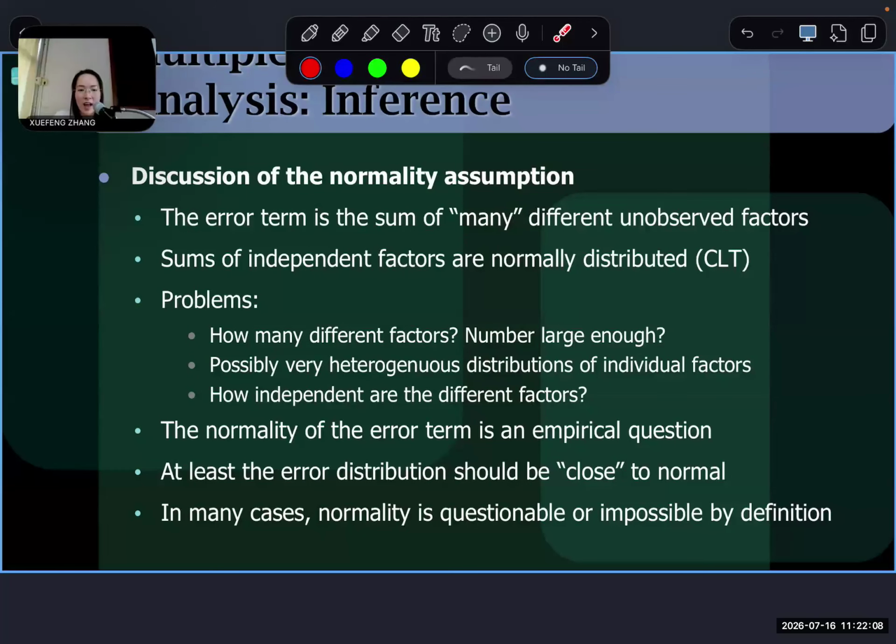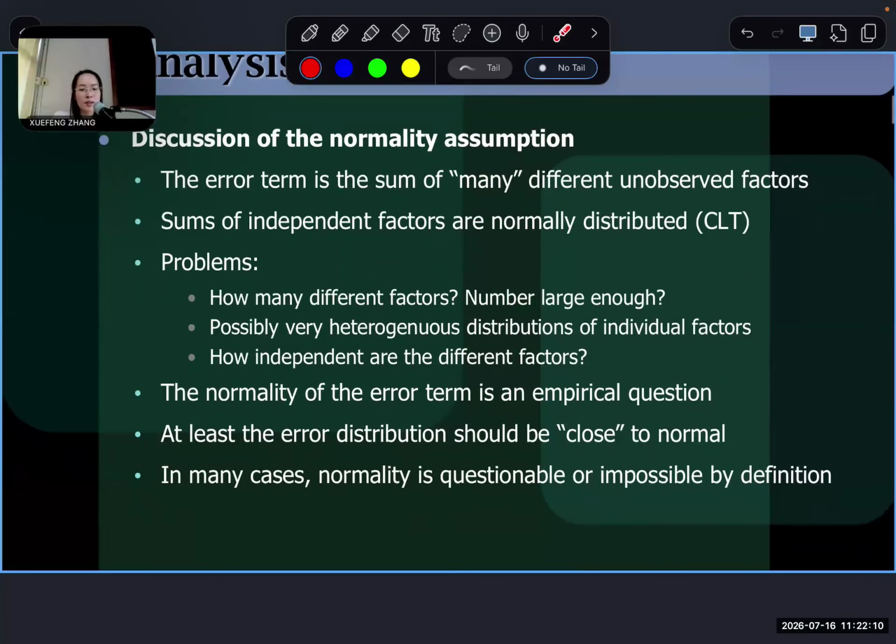But there are three real problems with this argument. The first one: is the number of different factors large enough? The Central Limit Theorem works better with more factors, but we don't actually know how many are hiding in mu, or if there are enough for the approximation to kick in. So this is the first problem.